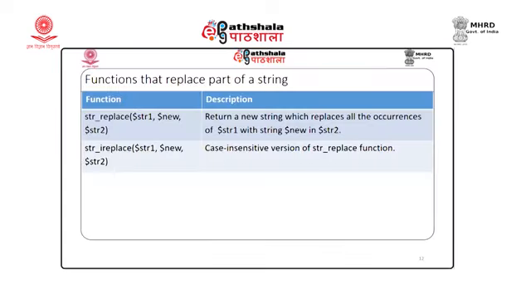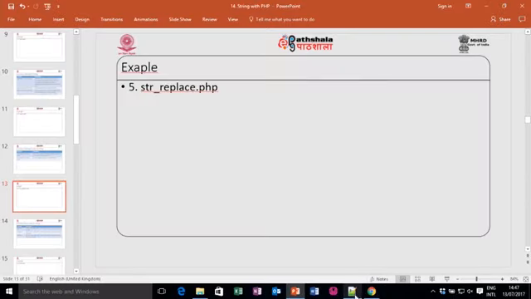To replace a string, you can use the str_replace function. It will take 3 parameters: string 1, new, and string 2. That means it returns a new string which replaces all occurrences of string 1 with $new in string 2, and its case insensitive version is str_ireplace. Let me show the demonstration of that one.